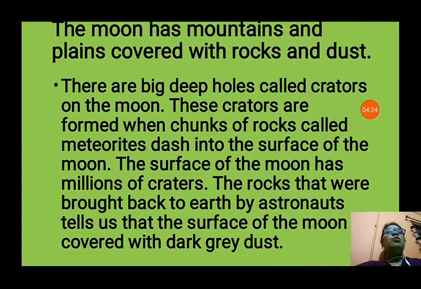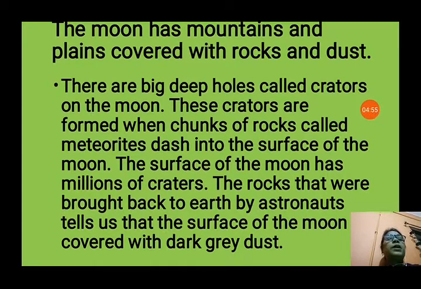The Moon has mountains and plains covered with rocks and dust. There are big deep holes called craters on the Moon. These craters are formed when chunks of rock called meteorites dash into the surface of the Moon. When meteorites collide with the surface of the Moon, they form very big deep holes. These deep holes are called craters. The surface of the Moon has millions of craters.